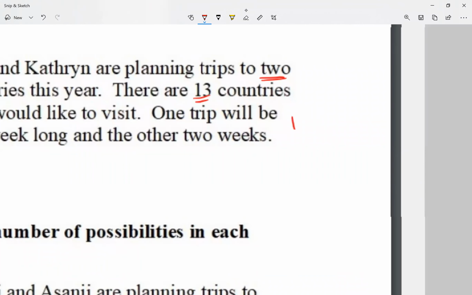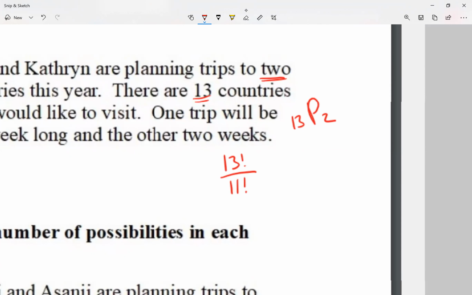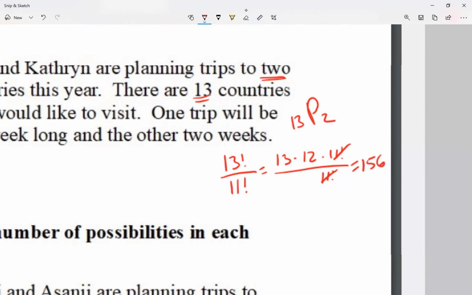So order matters because they're going to spend different times. So 13 permutation 2. Okay, so I'm going to do 13 factorial over 11 factorial. The 11 is because I subtracted 13 minus 2. Now 13 factorial means 13 times 12 times 11 factorial. I have an 11 factorial, so they cancel out. I'm not going to write 11 times 10 times 9 all the way to 1. I can just cancel this out. Now I have 13 times 12, which is equal to 156.